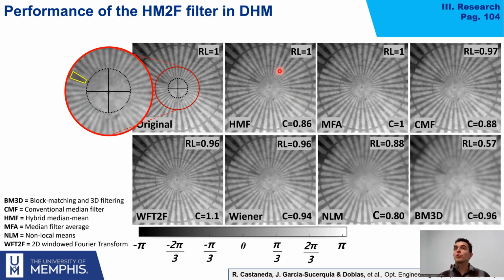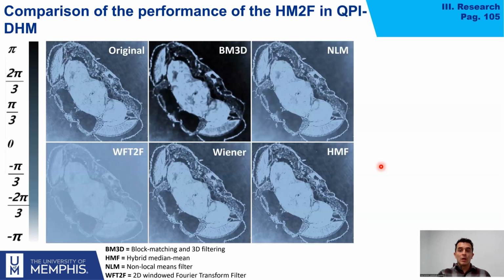Regarding the speckle contrast, we are reducing the speckle contrast to 0.86. Other approaches reduce the speckle contrast in a better way. However, the resolution limit is reduced, like in the case of the non-local mean.